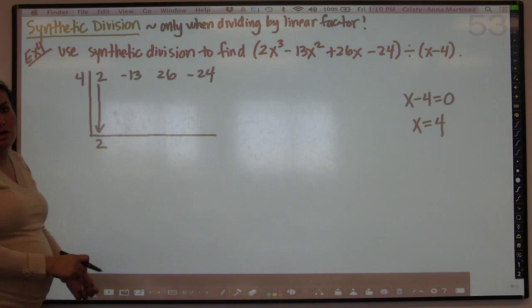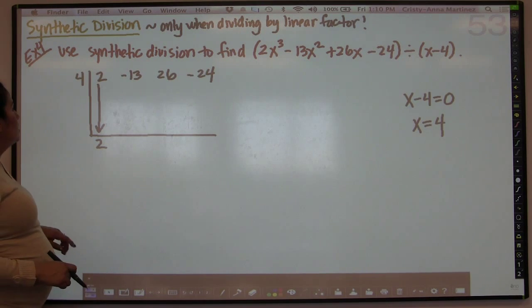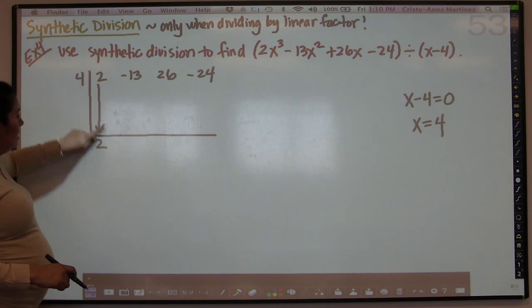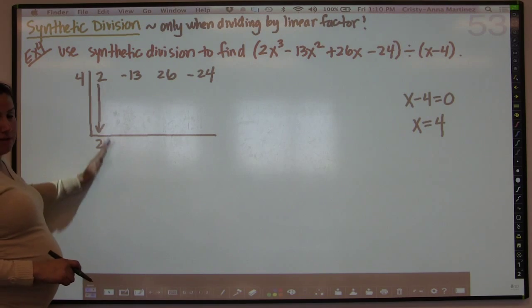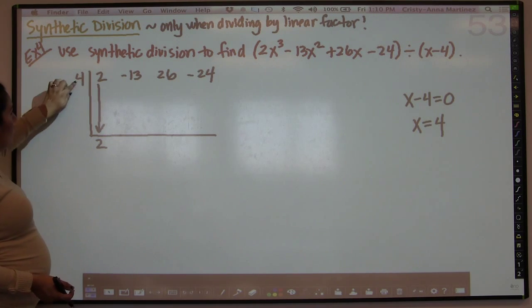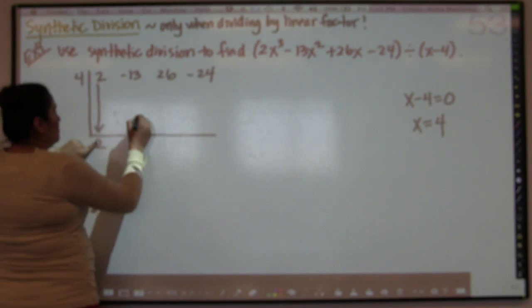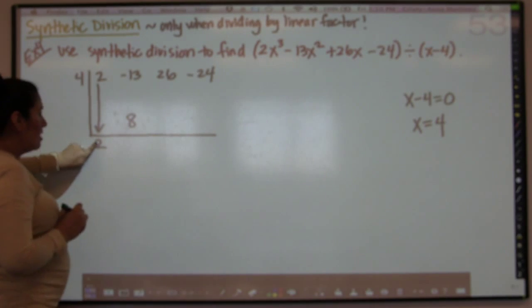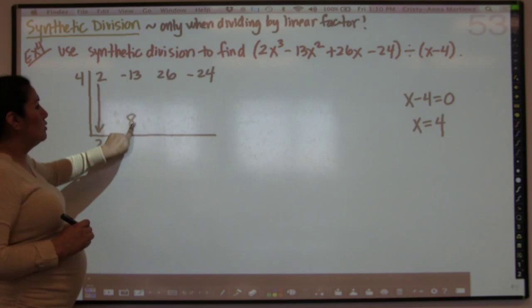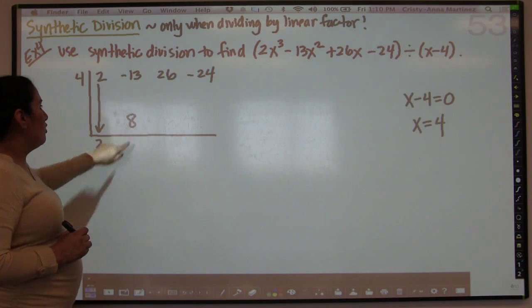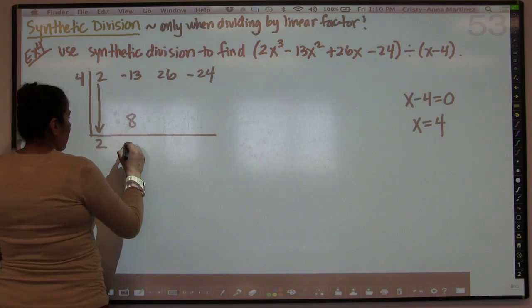Now it just becomes a multiplication and addition game. So I multiply diagonally and I add vertically. So what I mean by that is 4 times 2 is 8, so this becomes an 8. Now vertically I'm going to add them together. So negative 13 plus 8 is going to be negative 5.